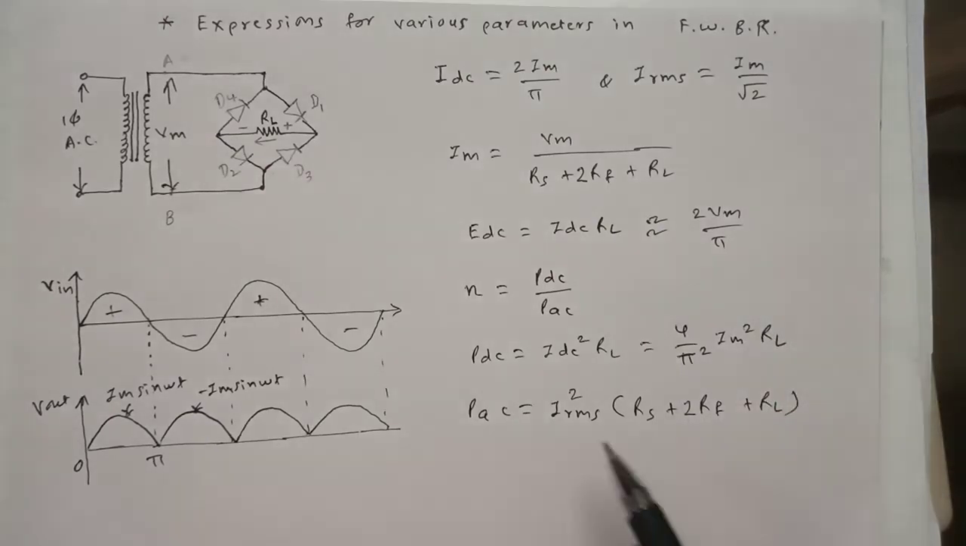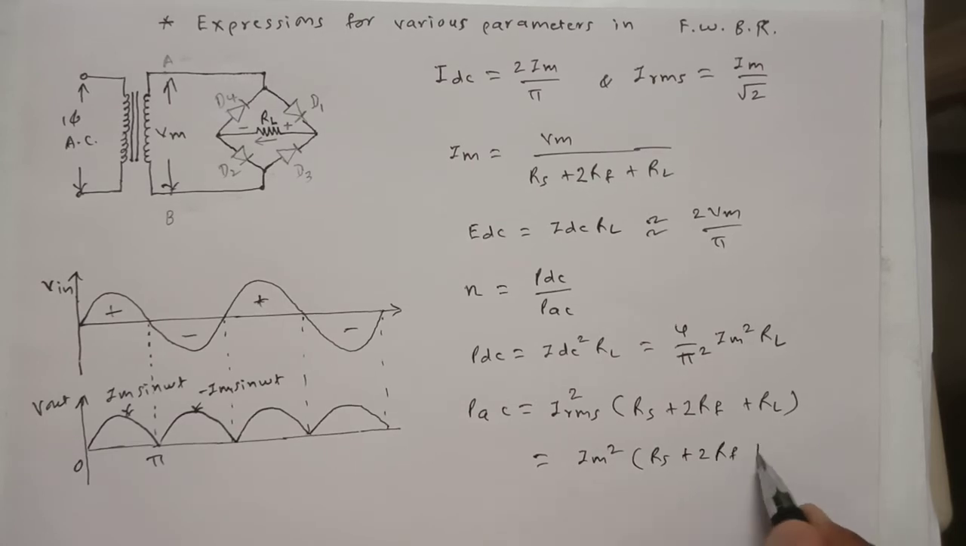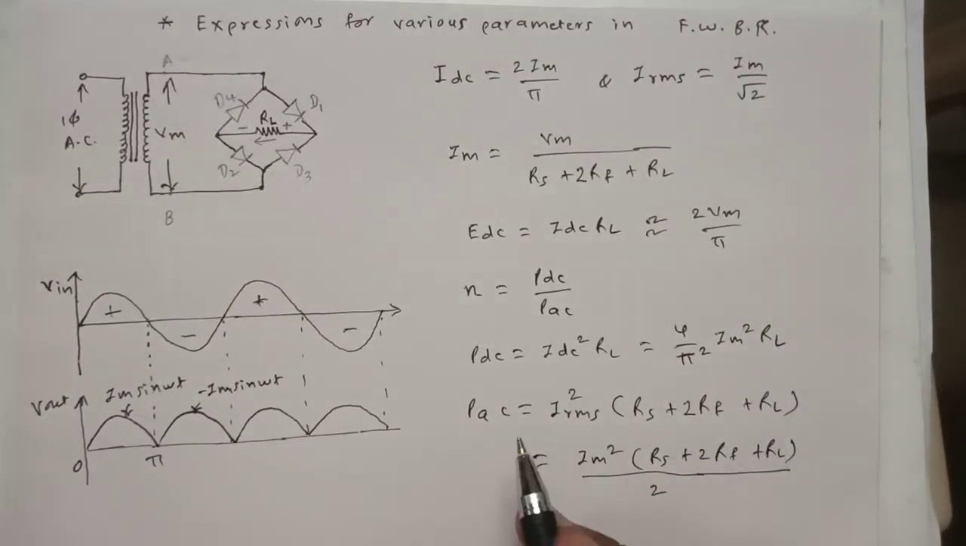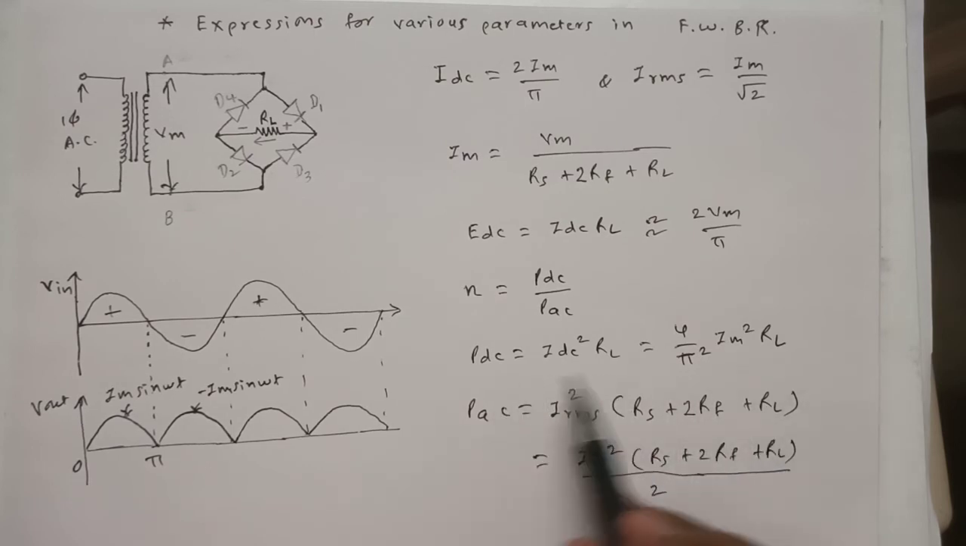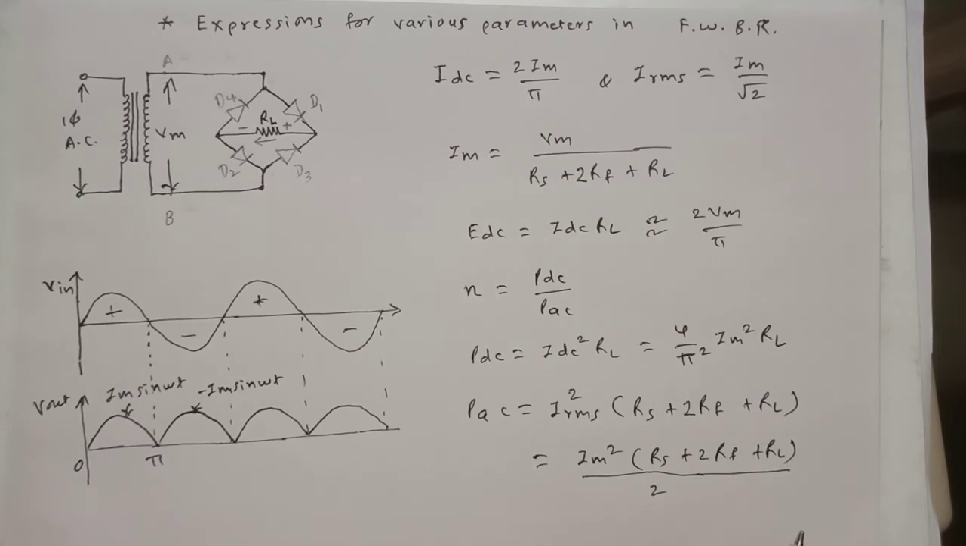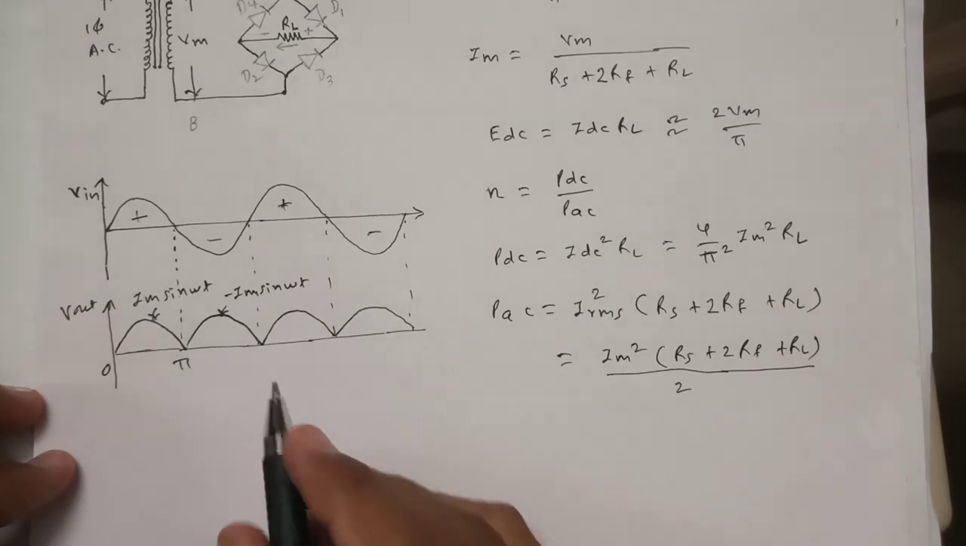Then again, instead of I RMS I should be putting this value here. If I put this value here, I get the equation like Im square, then in bracket RS plus twice RF plus RL, and this whole will be divided by root 2 squared, so it is divided by 2. Similarly, you can expand the equation for this if you want, and finally I will get the equation for the efficiency.